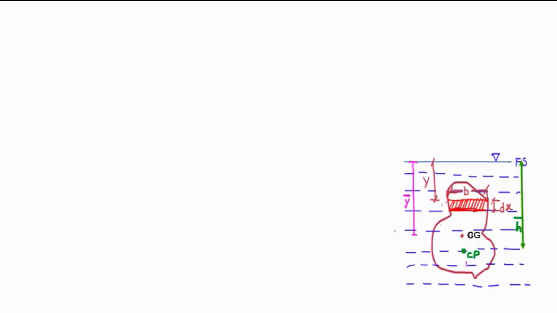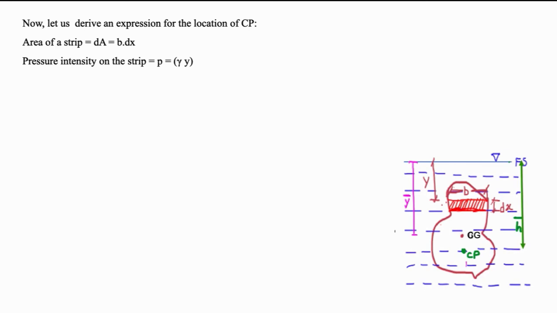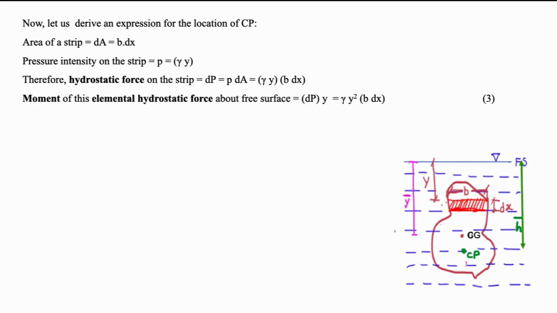Now, let us derive an expression for the location of center of pressure. As shown in figure, area of the strip, that is dA, is equal to B dx. Pressure intensity on this strip, that is small p, is equal to gamma into y, because elemental hydrostatic force is equal to p into dA, which is gamma y into B dx. Moment of this elemental hydrostatic force about the free surface is equal to dP into y, that is gamma y square B dx. Therefore, the sum of the above moments is equal to integral dP into y. It comes to gamma into integral y square B dx.